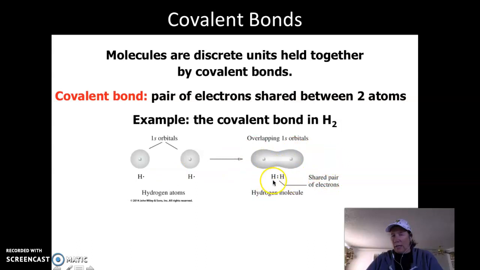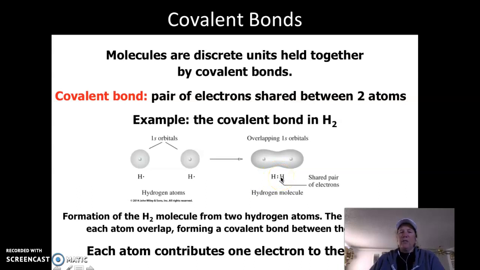And this is how you would draw it. You'd have the 2 hydrogen, and then they're sharing. There's an electron from each they're sharing, okay? All right, so the formation of the hydrogen is because they overlap their orbitals. And remember, an orbital is a place where you find 2 electrons. Well, there's 2 electrons. So each atom contributes 1, and then that's how they end up with 2.